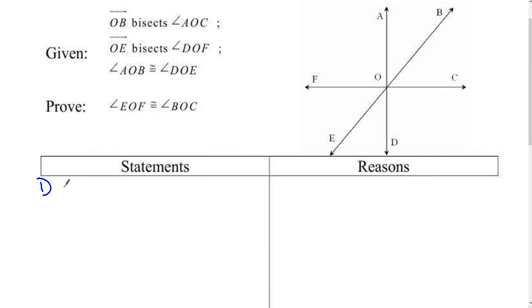So I'm going to start with my first one. So ray OB bisects angle AOC. Now, all right, you guys. Now, the word bisect. What does the word bisect mean? Cut in half.